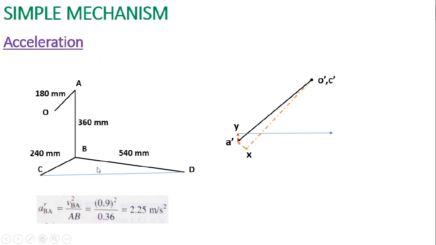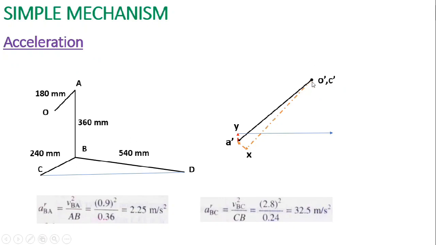Now coming to the next link, that is BC. Again here the magnitude of the tangential acceleration vector is unknown, but the direction is known. Direction will be perpendicular to the link, and the magnitude of the radial acceleration component can be calculated using this equation, that is ABC radial will be VBC square upon CB. We already calculated VBC as 2.8 meters per second. So put that over here and calculate it. It comes to 32.5 meters per second square, and that will be parallel to CB.